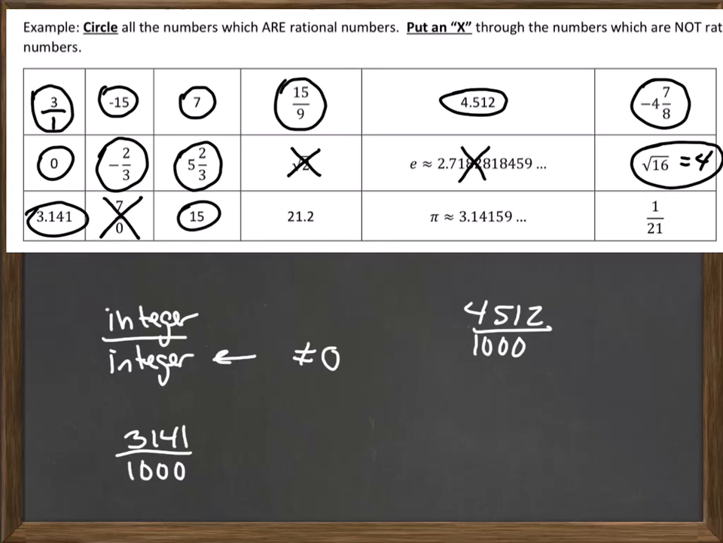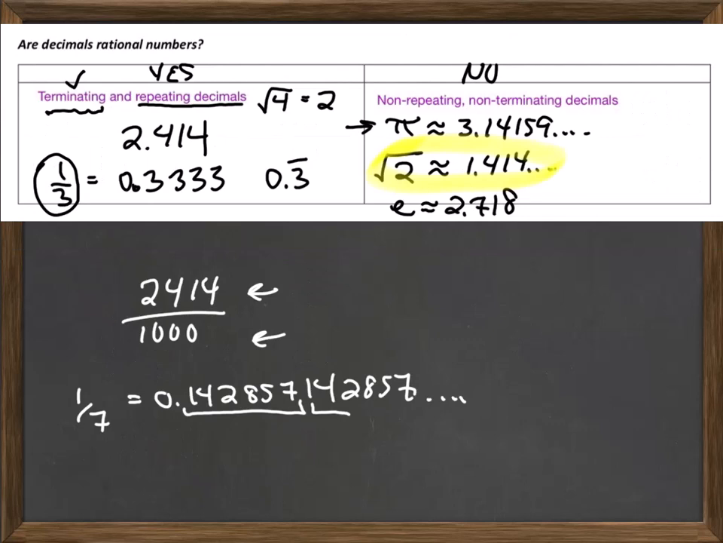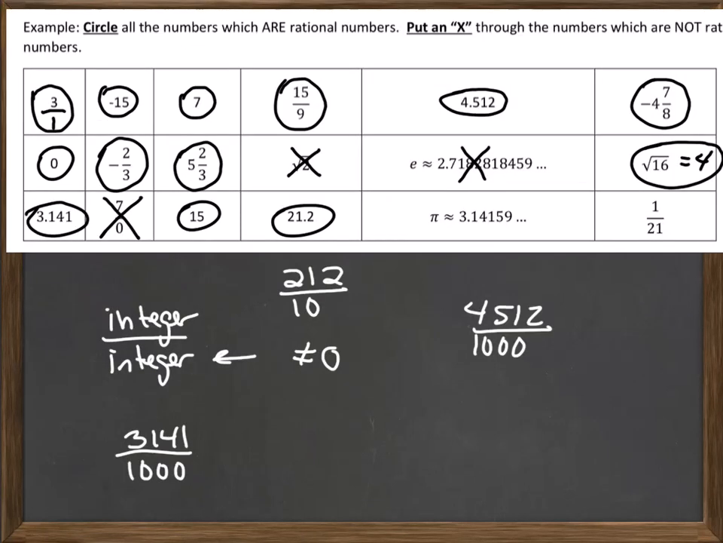Okay, 15, that's an integer, so by definition it is rational. 21.2, this is a terminating decimal. If I wanted to write it as a fraction, I could write it as 212 over 10. To learn how to do that, just watch that video. Okay, pi, we mentioned that in this example here. Pi and e are two naturally occurring numbers that are non-repeating, non-terminating decimals, so they are irrational numbers. And lastly, 1 over 21. Of course, 1 and 21 are both integers, so that is a ratio of 2 integers, and we're not dividing by 0.